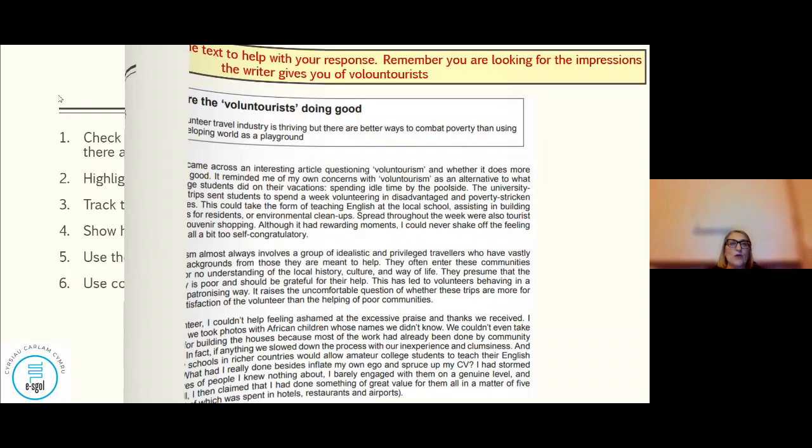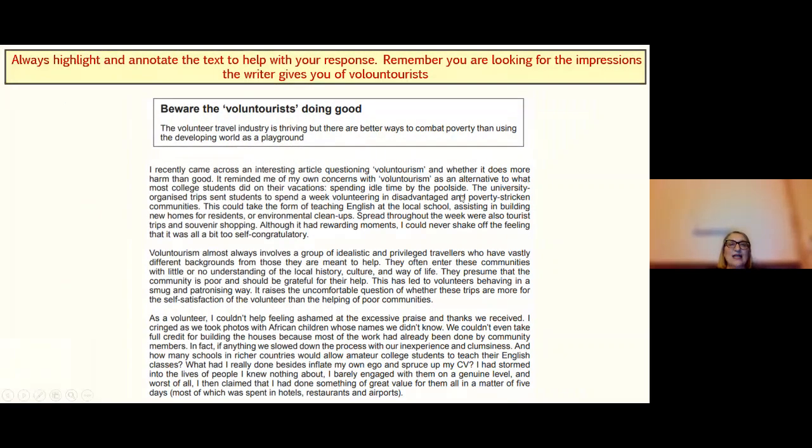So I would always ask that you highlight and annotate the points that you're looking for, and think about what impression the writer gives you of volunteerism. So always have that in your mind when you're highlighting and annotating. So what I've done here, and if you go back onto the e-sgol website, you'll be able to download this PowerPoint as well, and have a look at it.